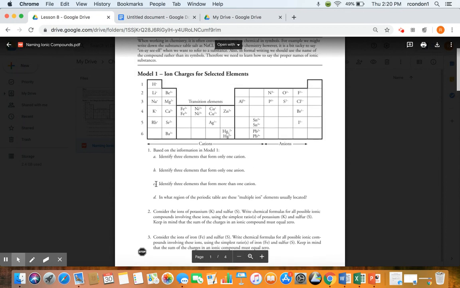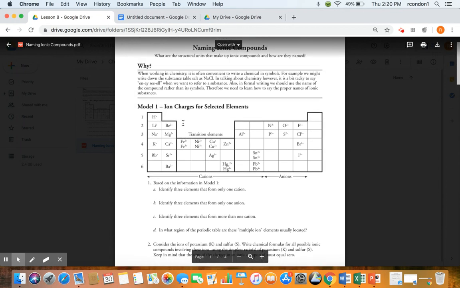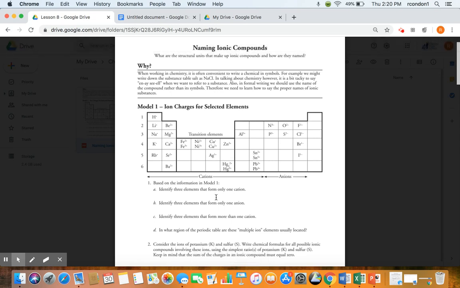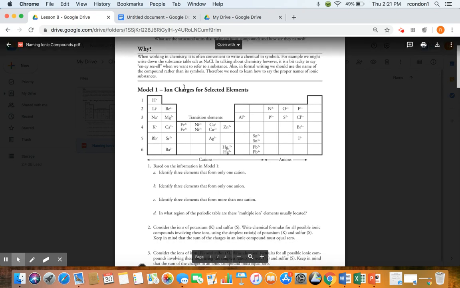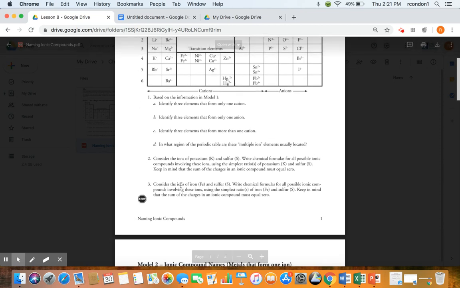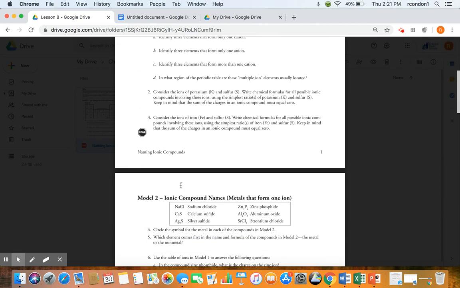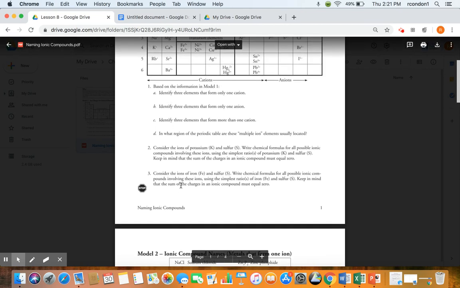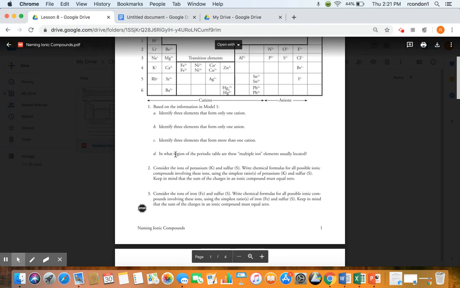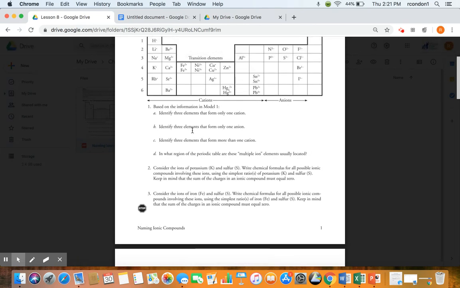So the way these POGILs work is really just looking at what information they're giving you. They give you these models and then you answer the questions. It's pretty straightforward. All the answers are here. You just have to read the questions closely and then write what you know, write what you can do. Lesson 7 also helped you with writing chemical formulas, so use what you learned there here as well, okay?